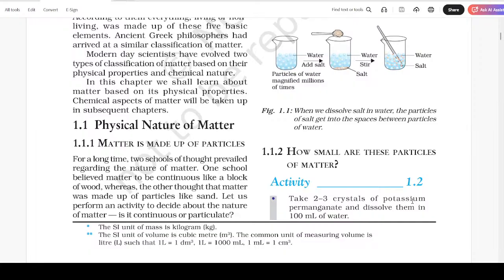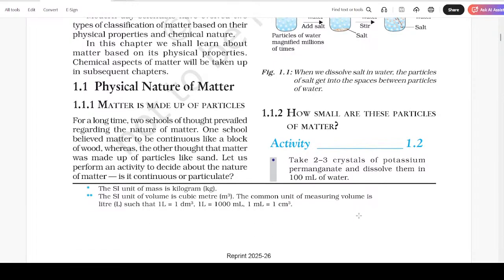Take 2 to 3 crystals of potassium permanganate and dissolve them in 100 ml of water. One point should be noted: the SI unit of mass is kilogram, kg. The SI unit of volume is cubic meter, m³. The common unit of measuring volume is liter, such that 1 liter is equal to 1 decimeter cube, 1 liter is equal to 1000 ml, and 1 ml is equal to 1 centimeter cube.